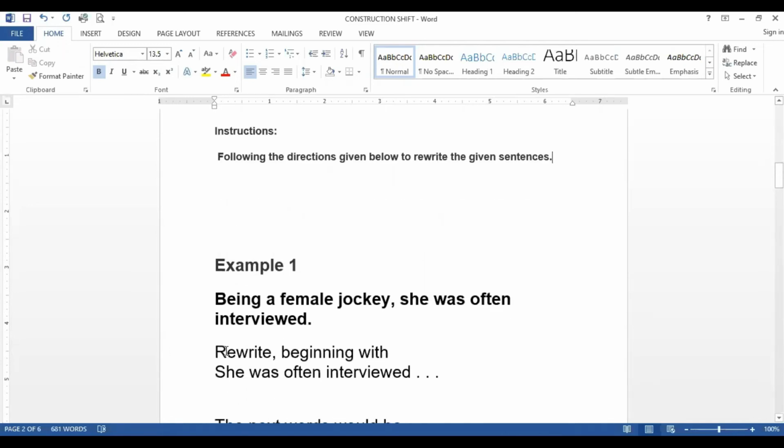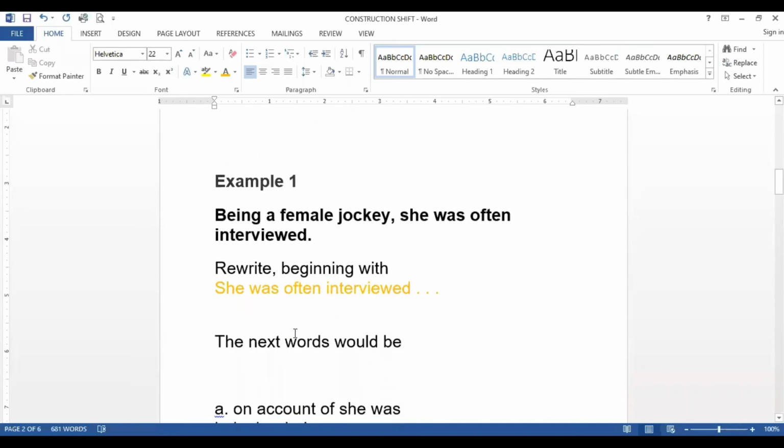Now, this is the instruction. They're asking you to rewrite the sentence, but you're going to begin it with, she was often interviewed. So this is what you're beginning the sentence with. So you're rewriting the same sentence. You're maintaining the same meaning, but you're just reconstructing the sentence. It's like you having a house. You have a standard 2-bedroom or 1-bedroom house, but you decide you want to reconstruct the house. You just want it to look different, but you still want it to be a 1-bedroom house. So it's the same thing. We want to maintain the meaning of the sentence, but we just want to change it up a little bit.